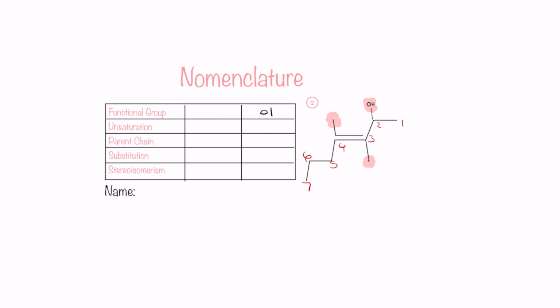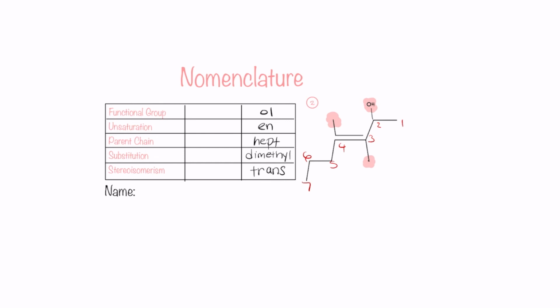What about unsaturation? We got any double bonds here? Yeah, we got one double bond. So we say that's going to be ene. What about parent chain? We know that it's 7 carbons long, and so we have hept. What about substitution? Well, here we got 2 methyl groups. So we actually say that this is called a dimethyl. Di meaning 2, and with regards to the methyl. What about stereoisomerism? So we actually figured out the stereoisomerism for this below, and we said that this guy was trans. If you don't recall this, you can go ahead and rewind.